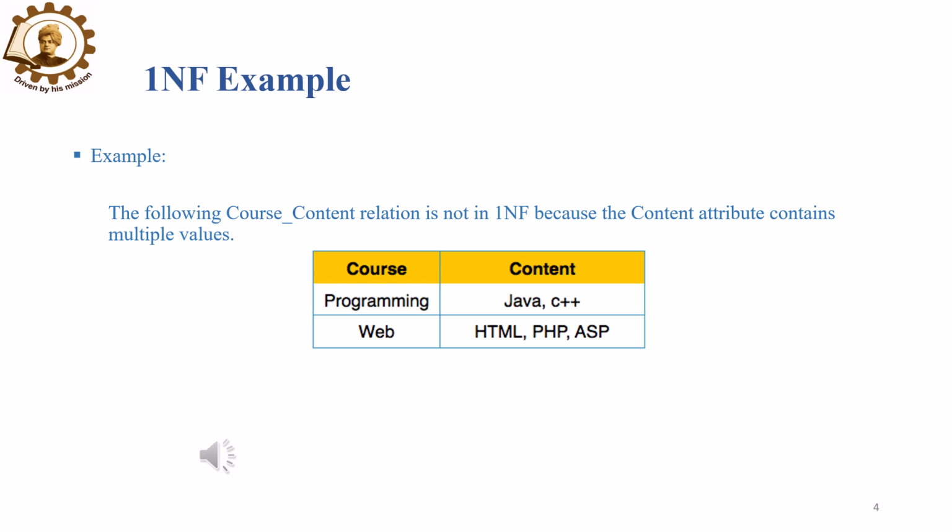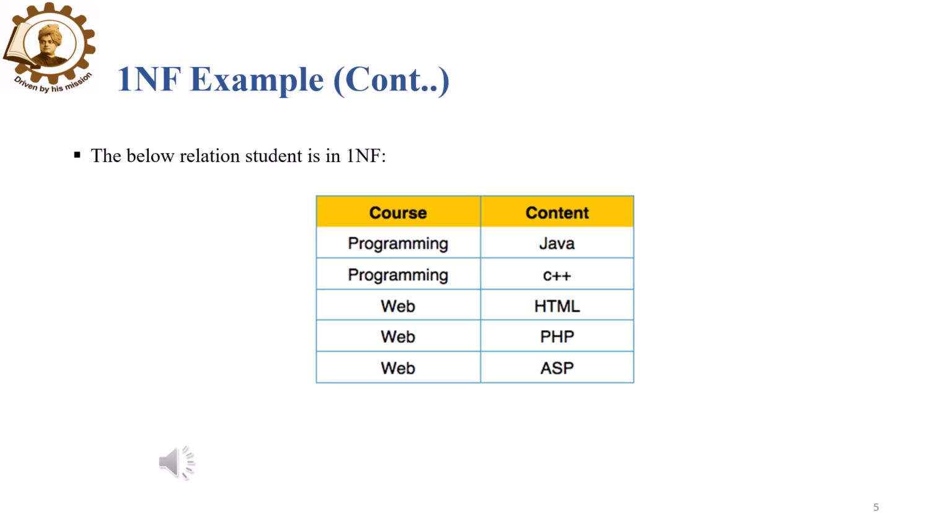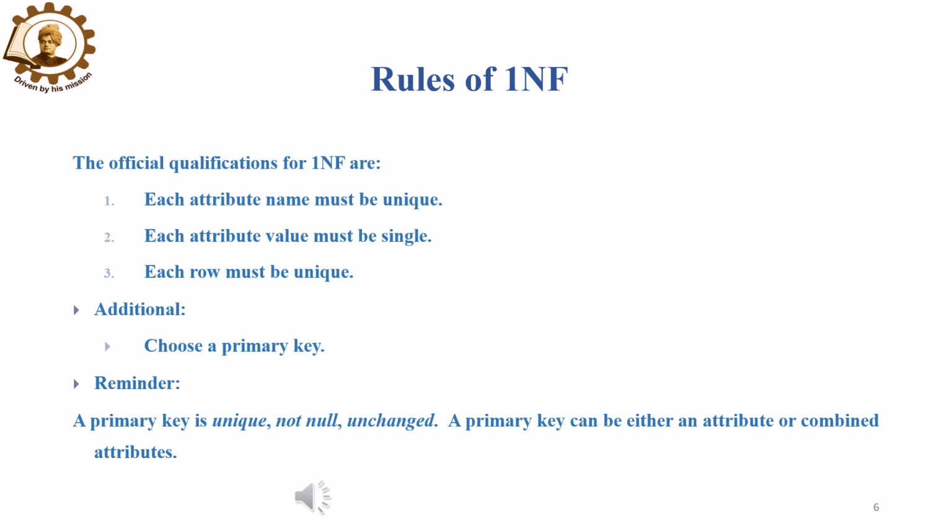We must restructure it so each field contains only one piece of information. To continue the examples of 1NF, now this table is in 1NF. Each cell has a single value and the table has a primary key. Now, rules of 1NF. To summarize, the conditions for 1NF are unique column names, atomic values in each field, and unique rows. A properly chosen primary key ensures integrity.